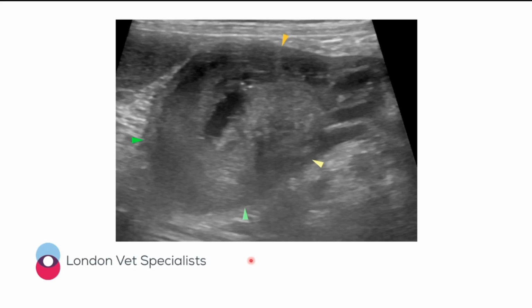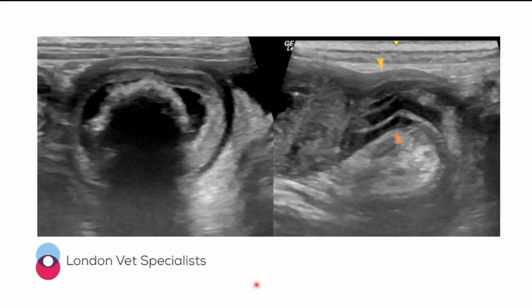Then on closer inspection, we find this structure. So we have a discrete circumferential mass lesion, which is originating from the small bowel. There's associated loss of wall layering. So this is certainly very, very abnormal indeed.